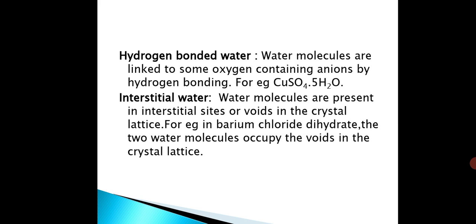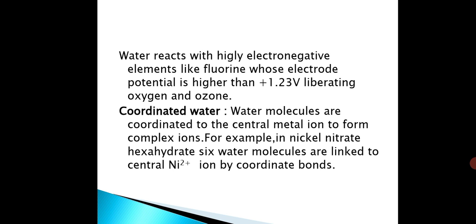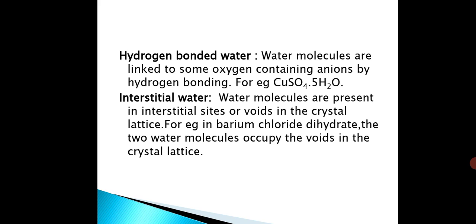Between the barium chloride molecules, the voids, the vacant spaces which are created, are occupied by the 2 water molecules. So they are called interstitial water. Hence we have coordinated water, hydrogen bonded water, and interstitial water. These are the different types of water.